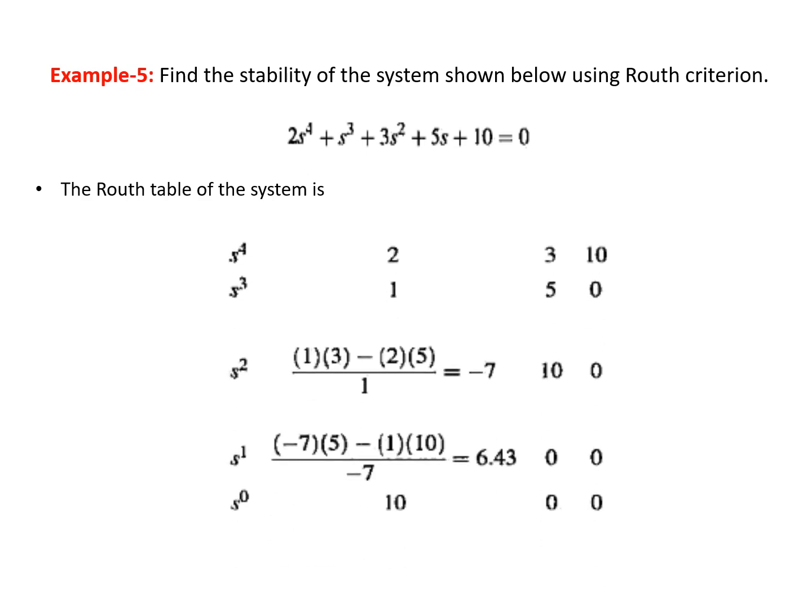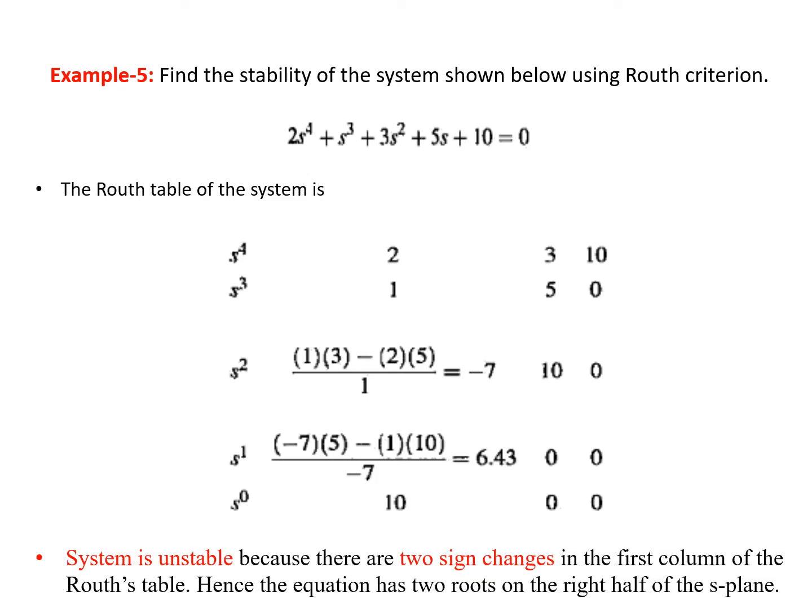A few more examples are quoted in a similar way. Your equation is 2s to the power 4 plus s cube plus 3s square plus 5s plus 10 equal to 0. We have constructed the routh array. So in this example also you can observe that there are two sign changes. That is, in the first column you have 2, 1, from 1 you are changing to minus 7, and from minus 7 you are changing to 6.43. So two sign changes. The system is said to be unstable for this example also.